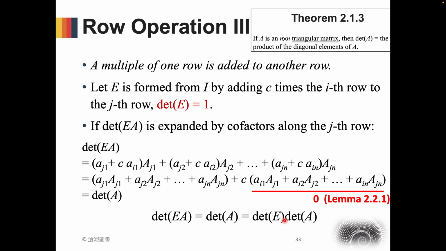Then the most important one is type 3. Type 3 means a multiple of one row is added to another row. We would like to derive the property of how this kind of operation changes the determinant. So if E is formed from I by adding C times the ith row to the jth row, then the determinant of E is equal to 1.